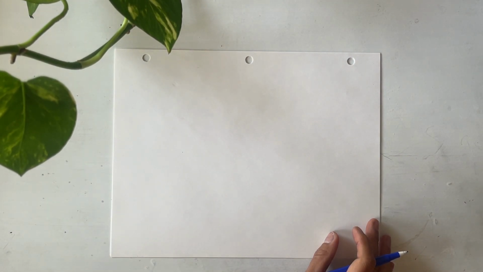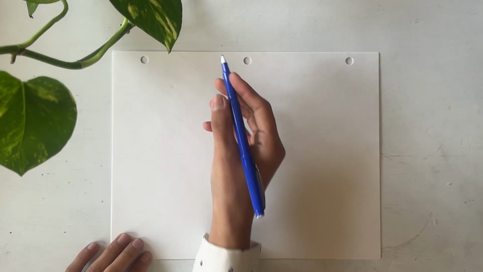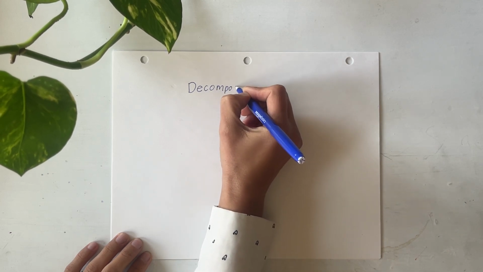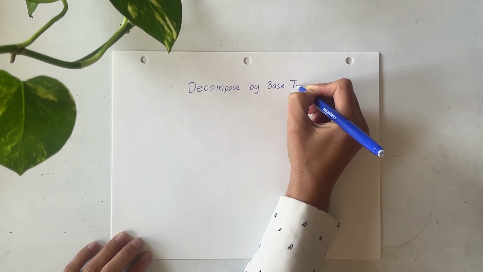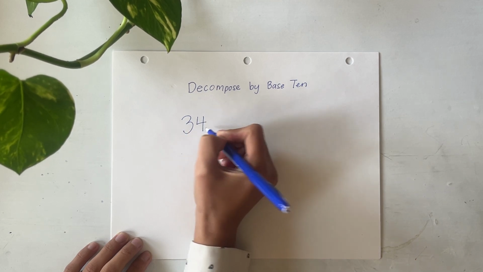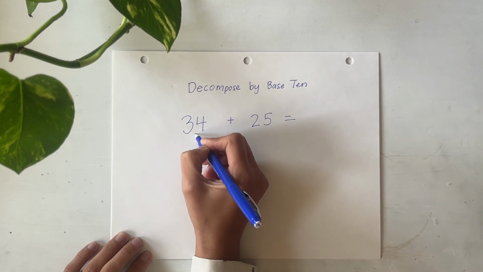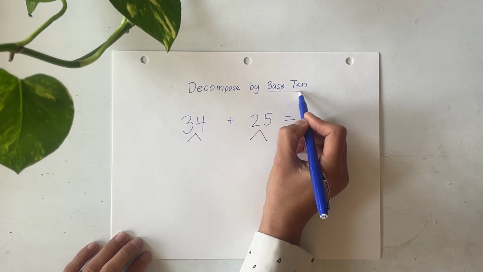In math, we have learned several ways to add two-digit numbers. Now, we have learned how to decompose numbers by base 10. The way we do this is we have two numbers in our addition sentence. We are going to decompose both of these numbers by base 10.